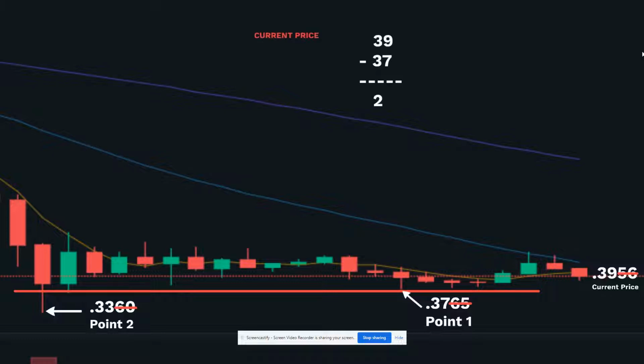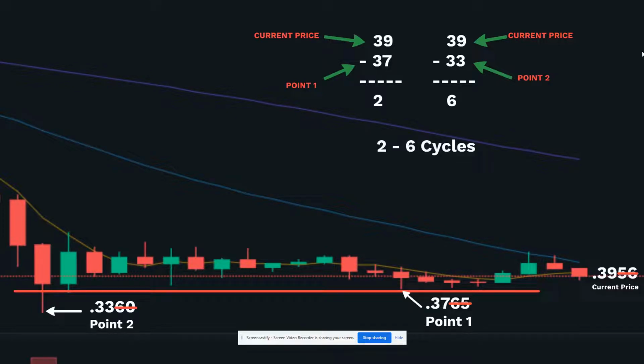Now you have 39. What's the 39? It's the current price. Then you have 37, which was point one. 39 minus 37 equals 2. And then you have the other 39, which is the same current price. So now we're going to do 0.2. That's where you get the 33 from. 39 minus 33 equals 6. So for this particular price point where XRP is at, this is what I call a 2 to 6 cycle. Once you've calculated the cycles, then you go to the chart.